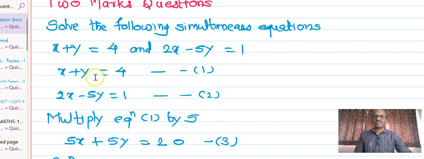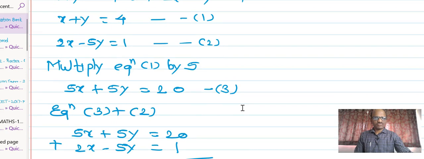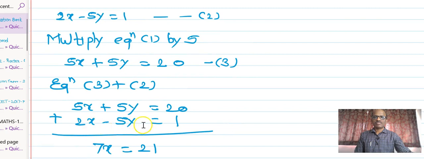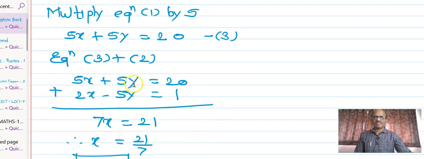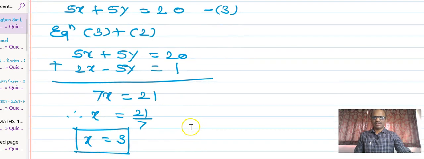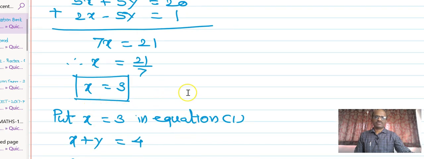Now, the sign of the y is a plus and minus. Therefore, we multiply the equation number 1 by 5 and add these two equations. That is, 5x plus 5y is equal to 20. If you add these two equations, 5x plus 5y is equal to 20, 2x minus 5y is equal to 1, that is, the plus 5y and minus 5y get cancelled. Then you are getting 7x is equal to 21 and therefore x is equal to 3.